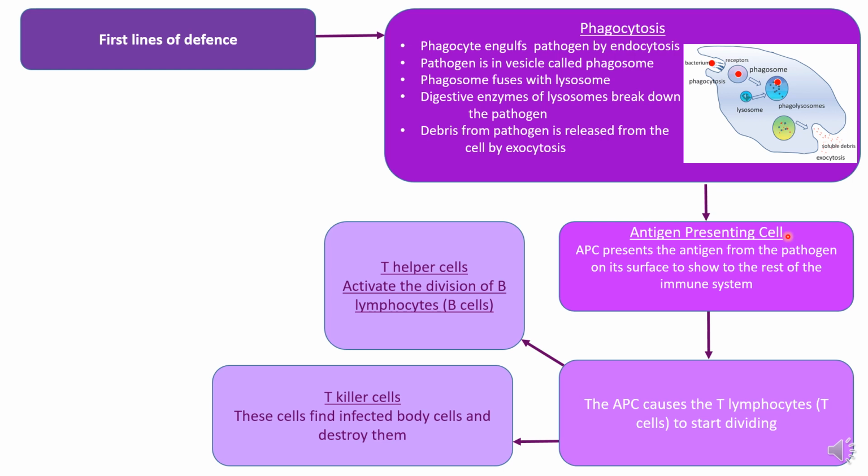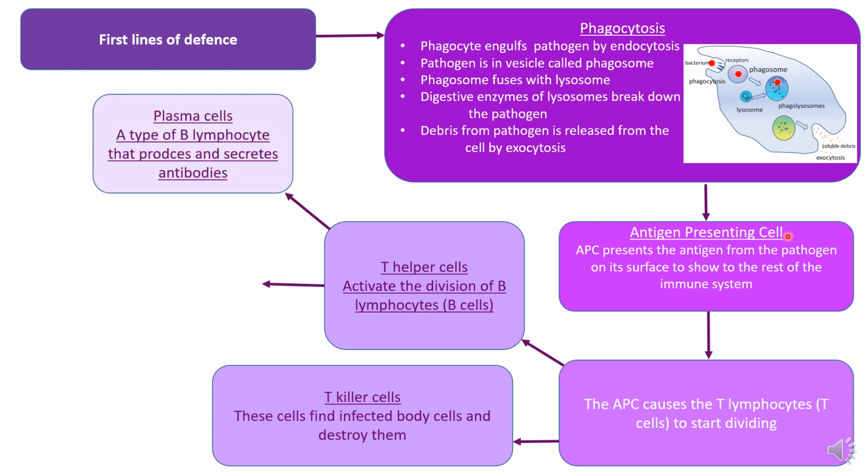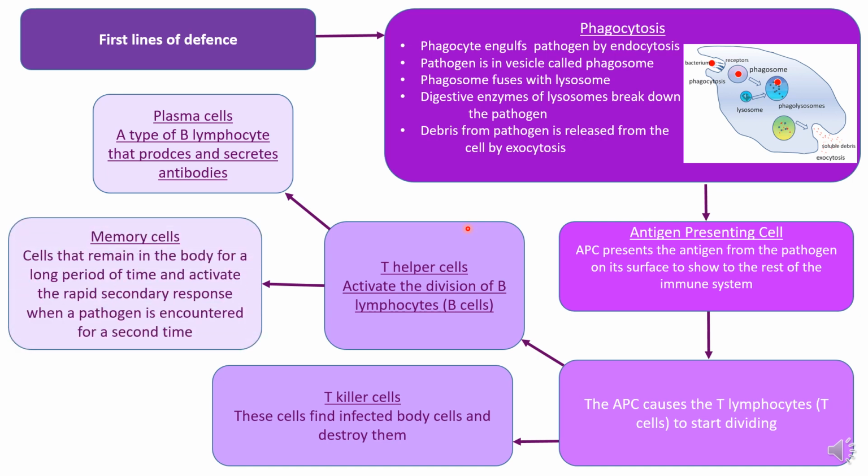T helper cells activate the division of B lymphocytes or B cells, which are another type of white blood cell. The first type of B cells are plasma cells. Oh, I should have not had these underlined. Sorry, guys. Plasma cells, now you need to know this, produce and secrete antibodies. This comes up in multiple choice questions, short answer questions all of the time. And memory cells, this is just HL, you don't really need to know this for SL, are cells that remain in the body for a long period of time and activate the rapid secondary response when a pathogen is encountered for the first time. Now, this here is a massive overview of the immune system. If you learn nothing else about the immune system, just learn this, because actually there's quite a lot of information there.